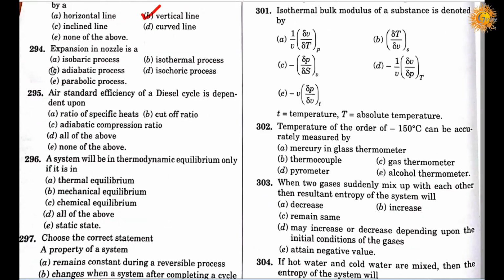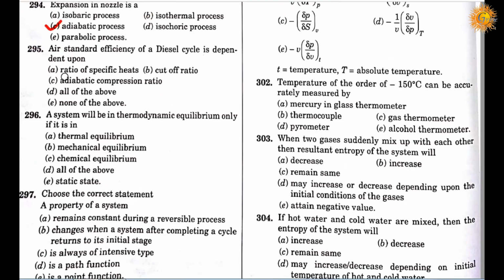Question number 294. Expansion in nozzle is a: option A, isobaric process; option B, isothermal process; option C, adiabatic process; option D, isochoric process; and option E, parabolic process. So the correct answer is C. It will be adiabatic process.